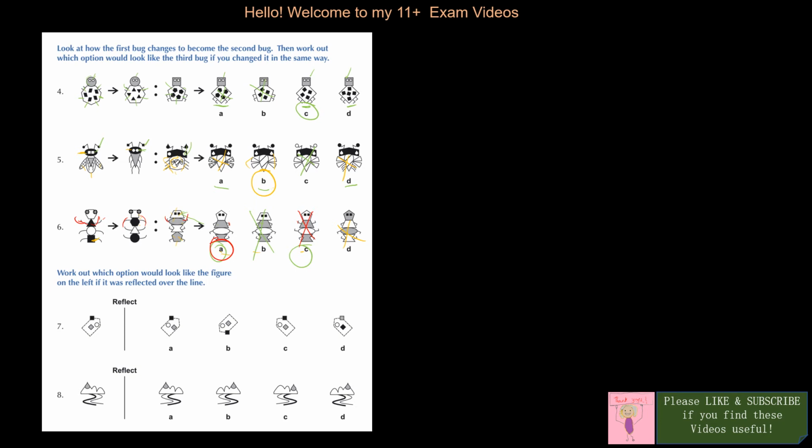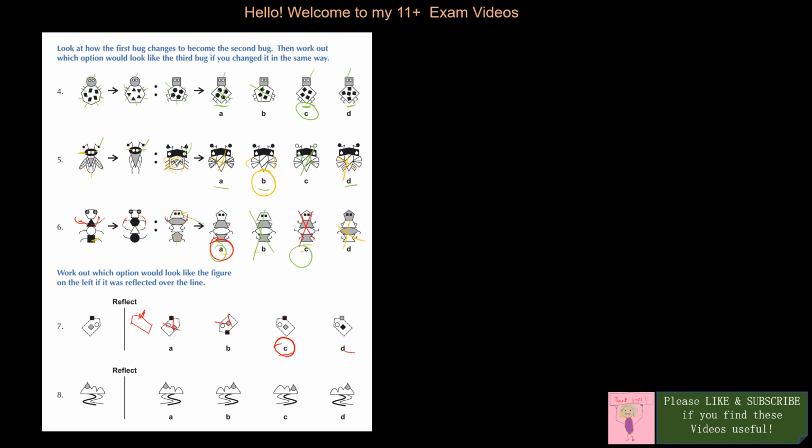That's fairly easy enough, because what will happen is it will look this, this, this. That's the way it should look. So no, it's not this, it's not this. It could be C or D. Now look at this. The little black square should be here. Little black square is here. So C is my answer.